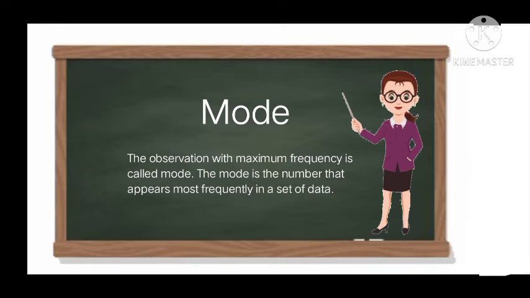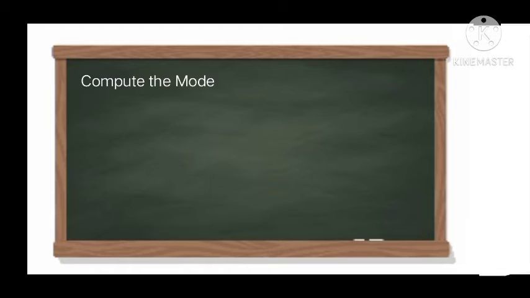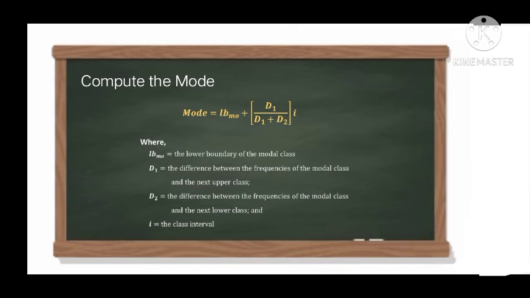Last is the mode. The mode is the observation with maximum frequency, and then the mode is the number that appears most frequently in a set of data. To compute the mode, we're going to use this formula. Mode is equal to the lower boundary of the modal class plus the quantity of d sub 1 divided by d sub 1 plus d sub 2 times the class interval, where the LB sub MO is the lower boundary of the modal class, d sub 1 is the difference between the frequencies of the modal class and the next upper class, d sub 2 is the difference between the frequencies of the modal class and the next lower class, and I is the class interval.